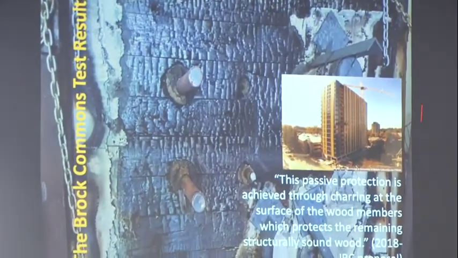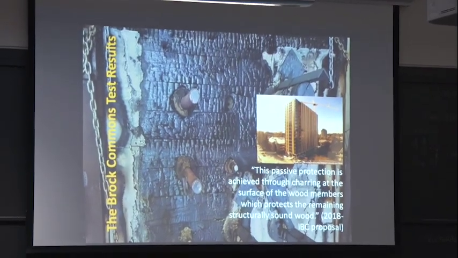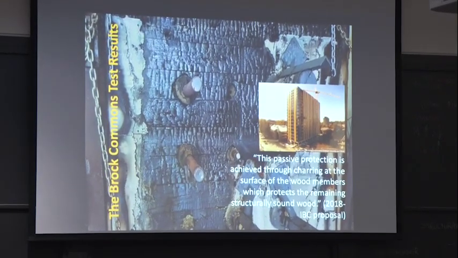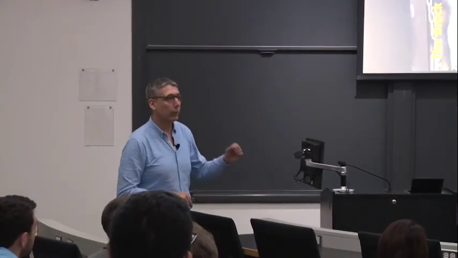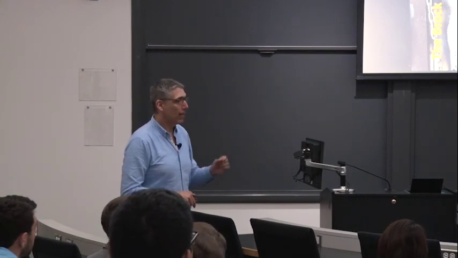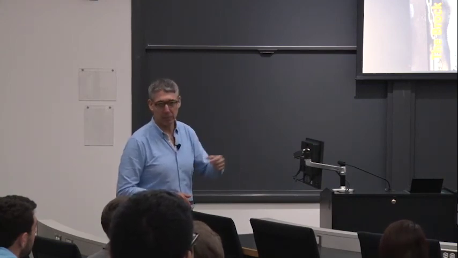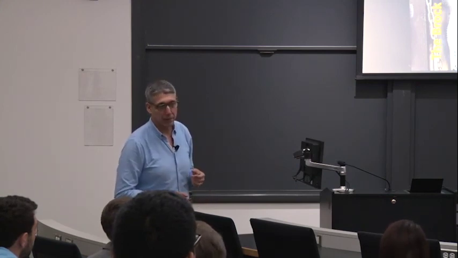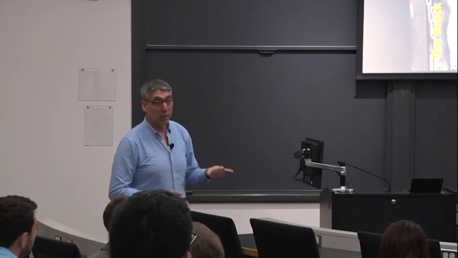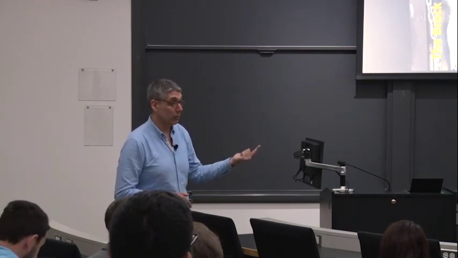So this is a test that was paraded by the Canadians after they finished the Brock Commons, which is an 18-story timber building in University of British Columbia in Vancouver. This was given as the reason and the demonstration that they met all the requirements of fire resistance by putting three layers of plasterboard. This building is one of the most uneconomical experiments that anybody has invented.